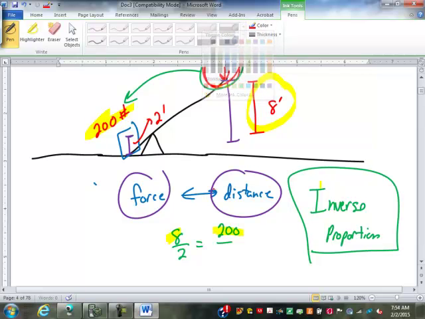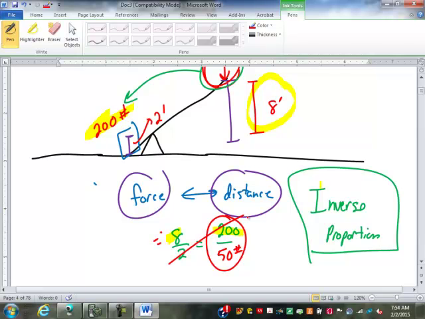We cross multiply and divide here. 2 times 200 divided by 8 gives us 50 pounds. Only 50 pounds of force. Now we said when we're doing inverse proportions like this, remembering to flip over one of the ratios, which is basically what we did here, can be tricky.